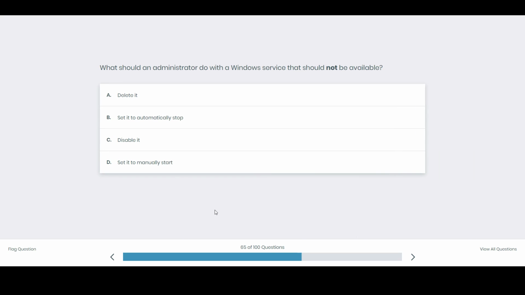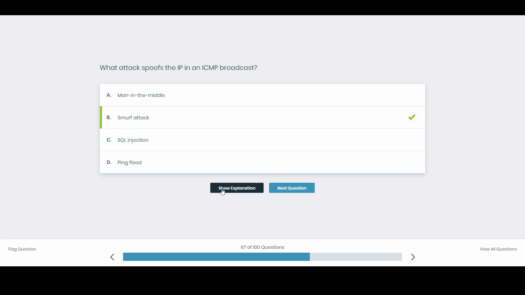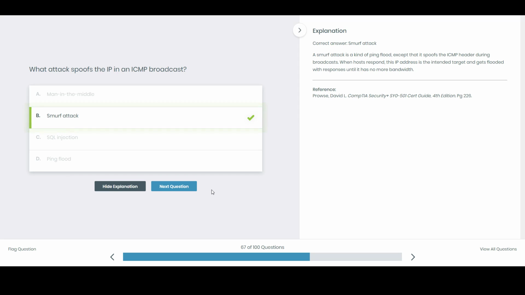What should an administrator do with a Windows service that should not be available? You need to disable that one, no question. No need to explain it. What should the administrator install on a user's smartphone in case of theft? You need sanitizing software. What attack spoofs the IP in ICMP broadcasts? Either Smurf attack or man in the middle. I think I'll go for the Smurf attack. What is a Smurf attack? It spoofs the ICMP header.